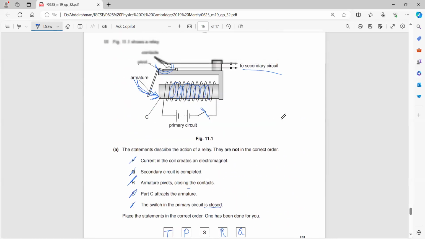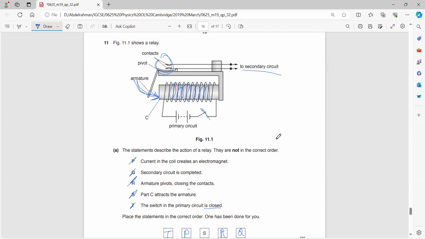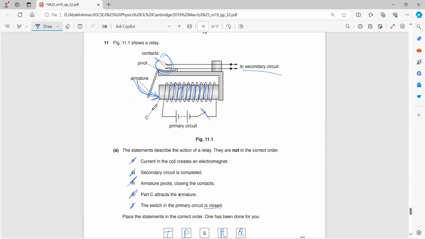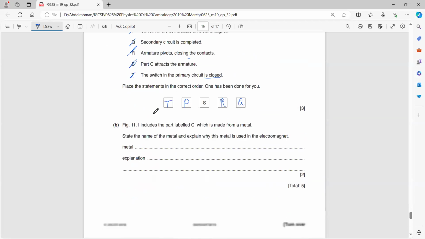Part C is made from a metal. Can you see this part C? What do you think this metal is and why? Iron. Why? Temporary magnet. Switch it on and off. Okay, temporary magnet because it can be switched on and off.